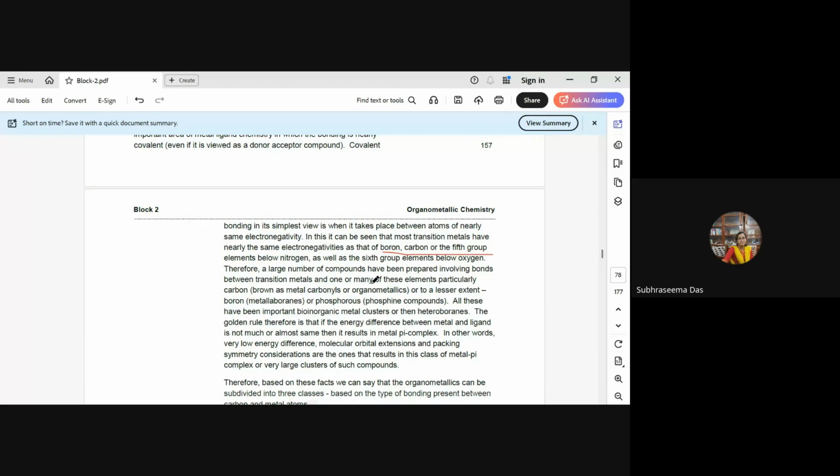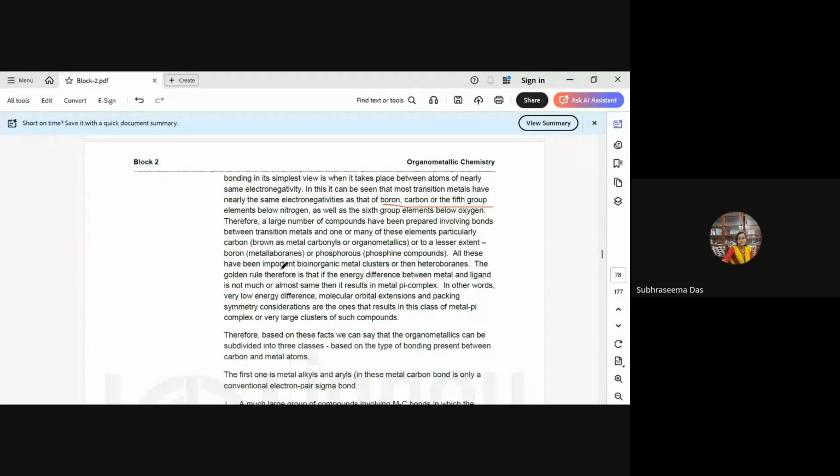Therefore, various compounds have been prepared involving bonds between the transition metals and one of these elements, particularly metal carbonyls or organometallics. To a lesser extent, we have metalloboranes or the phosphine compounds. All these are important in bioinorganic chemistry or, particularly, in heteroboranes.